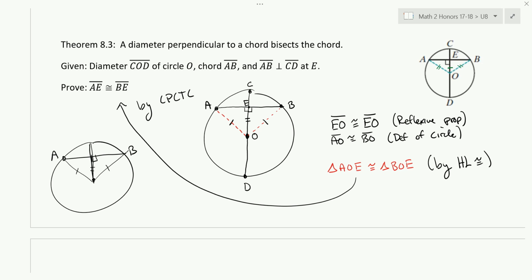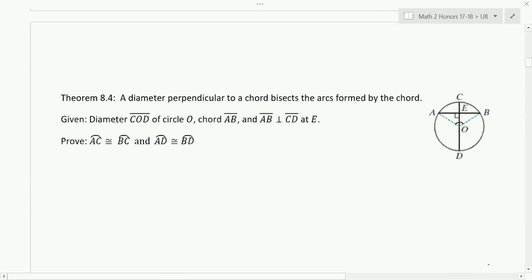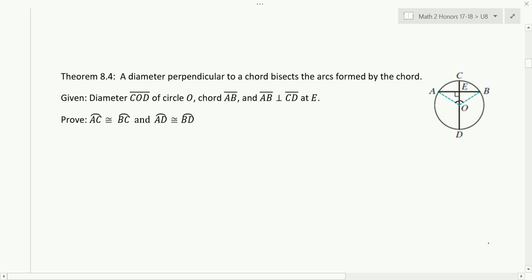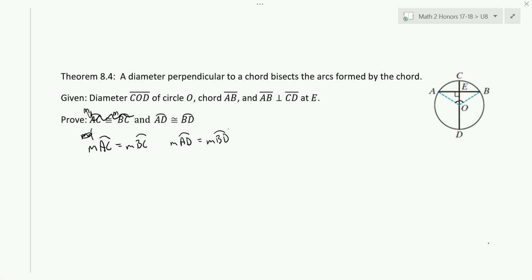And that will be important to know. You have your hand up? Okay. 8.4. We need to adjust this. We're not actually trying to show, we're trying to show that the measures of these arcs are congruent, are equal. So let me fix this. So the measure of AC is equal to the measure of BC, and the measure of AD is equal to the measure of BD. And if the measures are equal, then the segments are congruent. So I guess you can go either way, but it's important that you know the measures are equal. So a diameter perpendicular to a chord bisects the arcs.